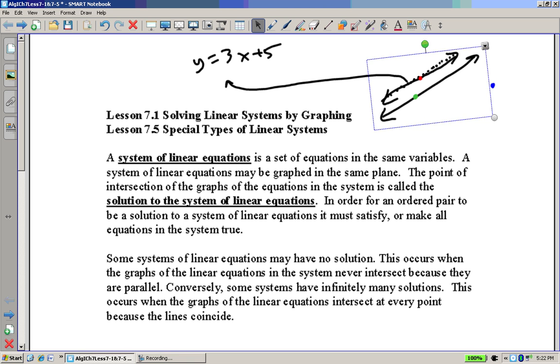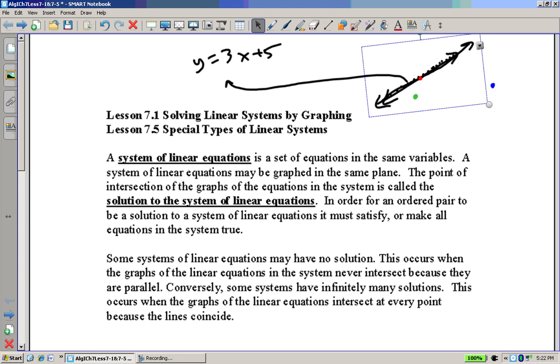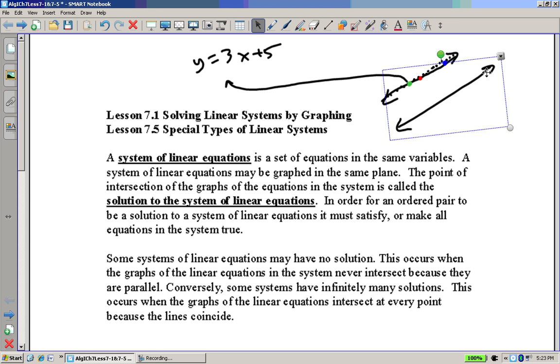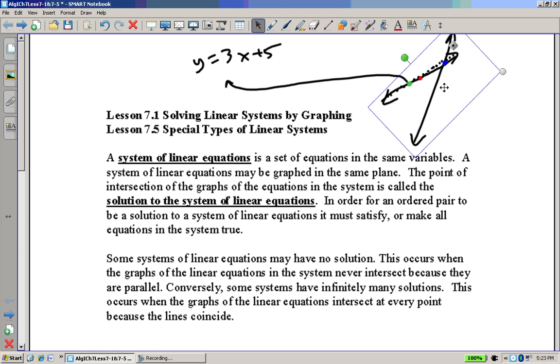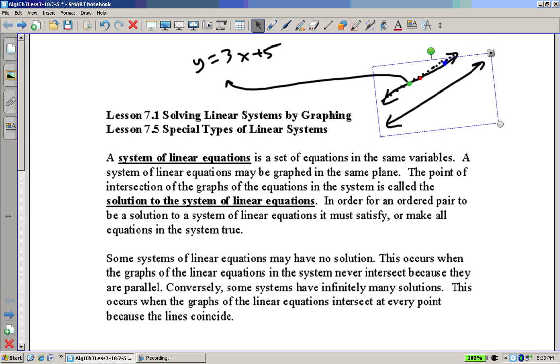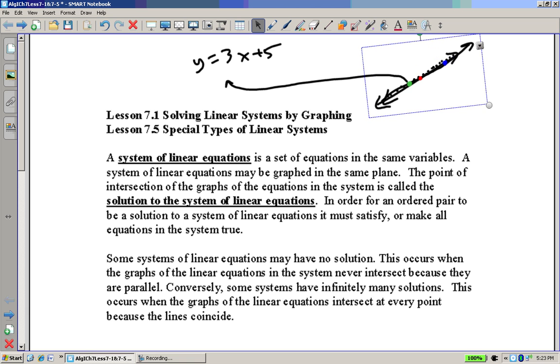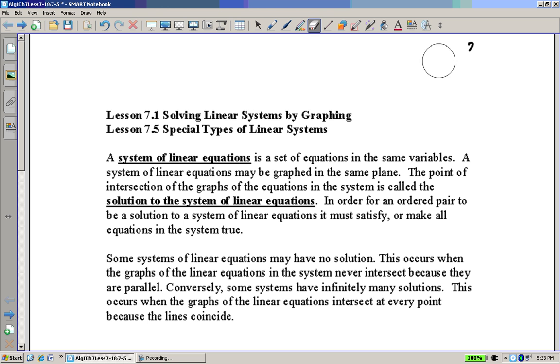Now, occasionally, these two lines will actually be versions of each other. So the red point is a solution. The green point is a solution. The blue point is a solution. It doesn't matter where you go. There's an infinite number of solutions. So as you go through with lines, you're going to have several options. You could either have one solution, which we had earlier, where the blue point was the solution. There was only one solution. You could have no solution, where they're parallel, or you could have infinitely many solutions, where they're literally the same line. So keep that in mind as we go through the lesson.